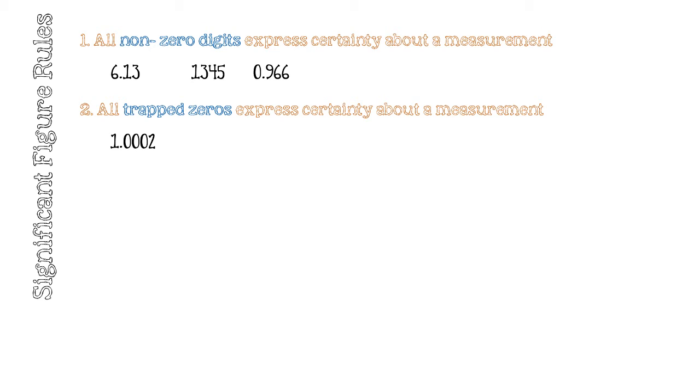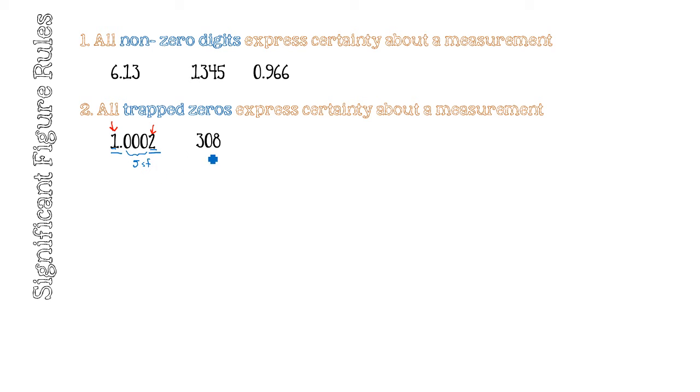So if I look at this number, the 1 is significant up front because of rule 1. The 2 at the end is significant. So if I feel really good, if this is a very reliable number, and this is a reliable number because of rule 1, then these have to be reliable numbers. They're just trapped in between. So any zero that happens between 2 significant digits are also significant. So this would be 5 significant figures.